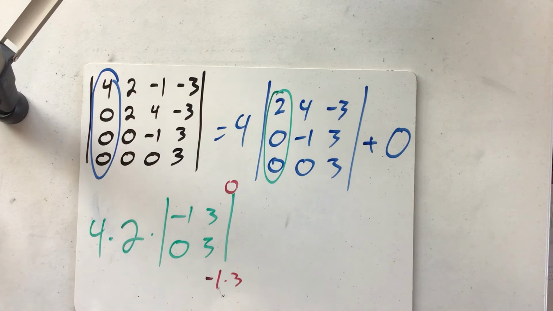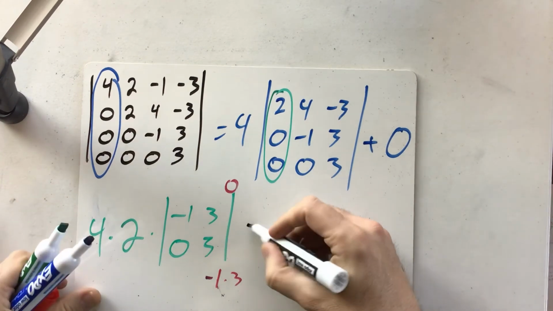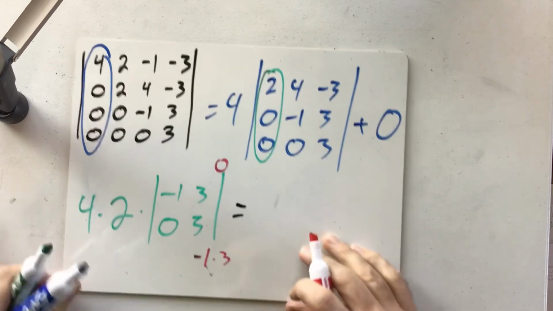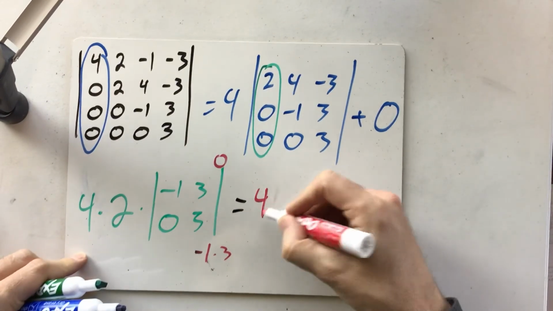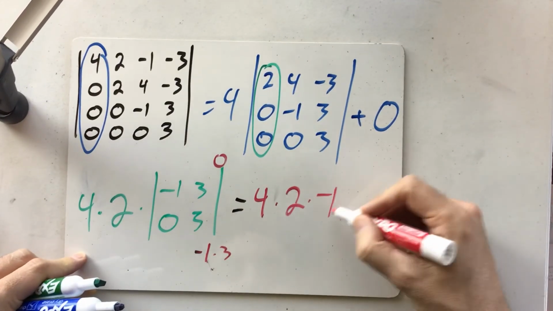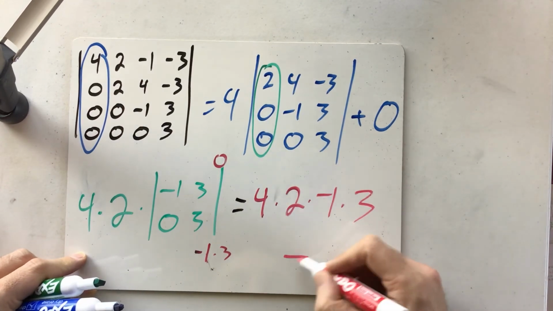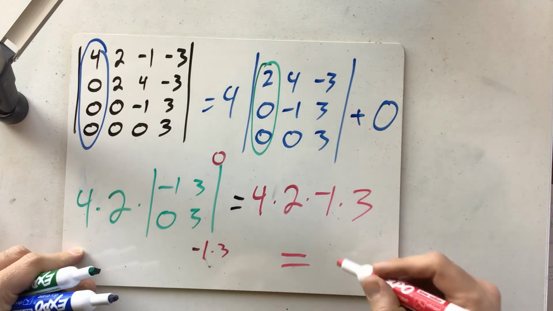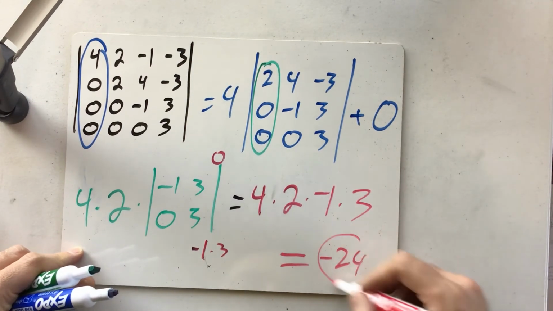And so what did I get for my final answer? My final answer was, let's stick with this red, I kind of like the red color, my final answer was 4 times 2 times -1 times 3. So we put all that together. Looks like we get -24, I think, if I did that right.